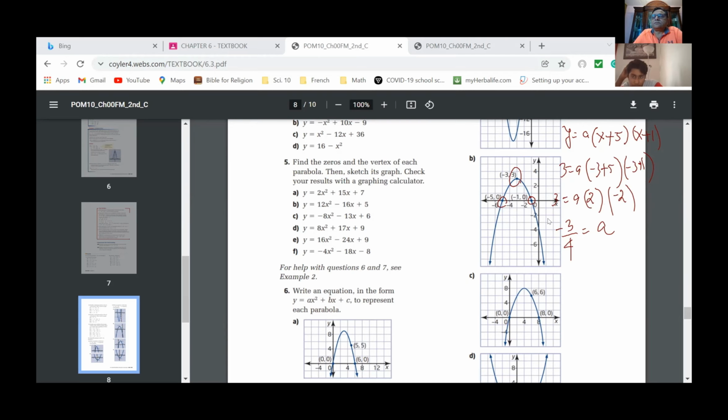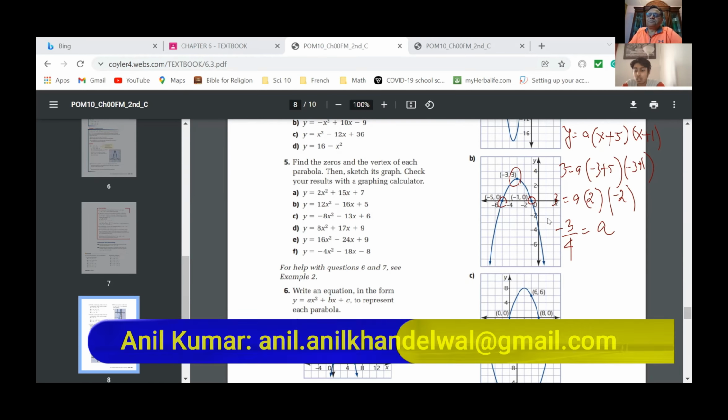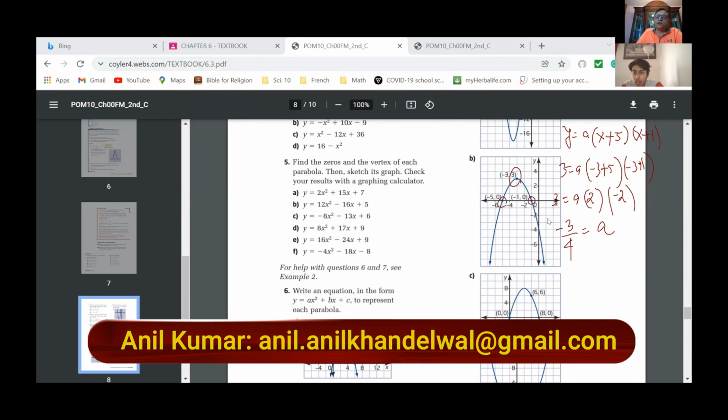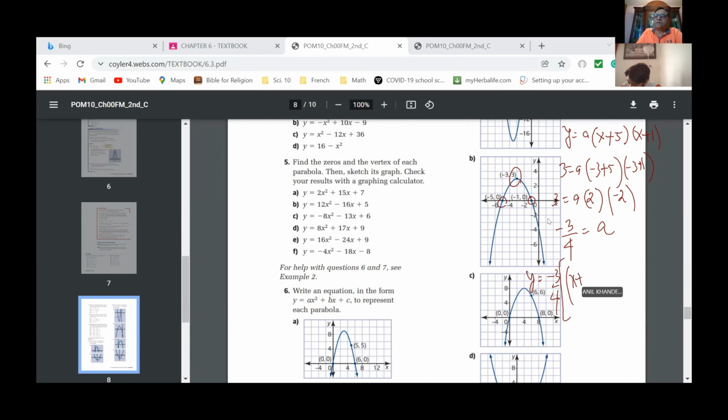Wait, sir, I have a quick question. When you're doing it, you bring the negative still to the other side. You don't change it from negative to positive when doing it? So when you multiply, you multiply by minus 4, right? Yes, sir. So a is minus 3 by 4. So you get y equals minus 3 by 4, and within the bracket, you put (x plus 5) times (x plus 1), right? You can multiply and do the needful, convert it to the standard form. Is that clear to you? Yes, sir. Okay, so that's also done.